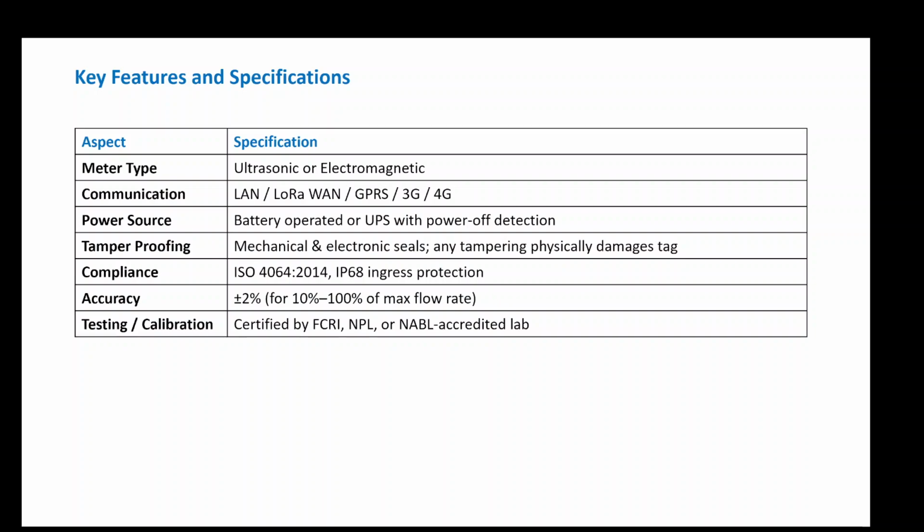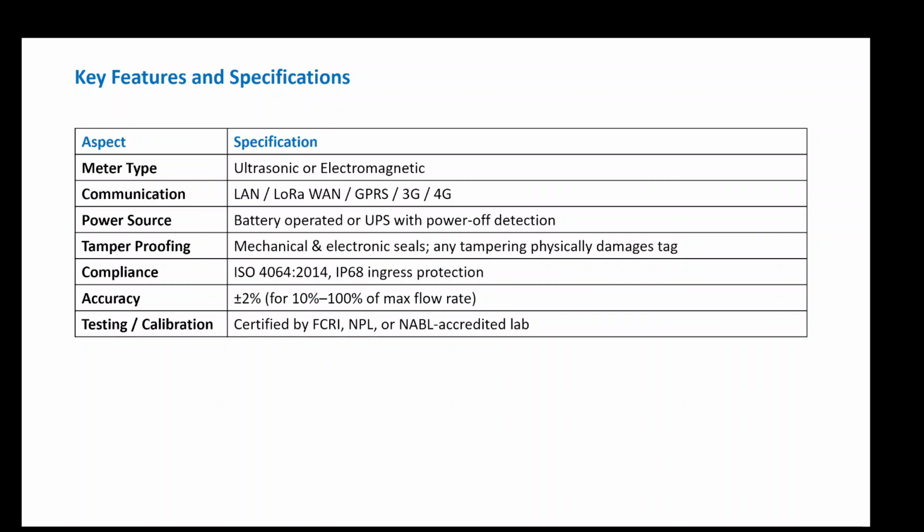The power source is battery operated or UPS with power detection, because this is also a very important part. The meter should be battery operated or on solar, because sometimes if the regular supply is off, then data should not go away, meaning for that time period we would not have any tracking, right? Tamper-proofing: mechanical, electromagnetic, electronic seals against any tampering or physical damage. So it should be tamper-proof.